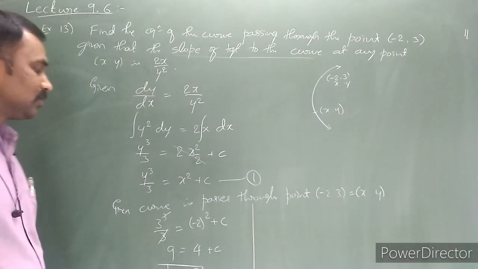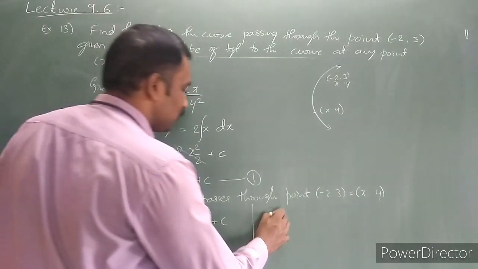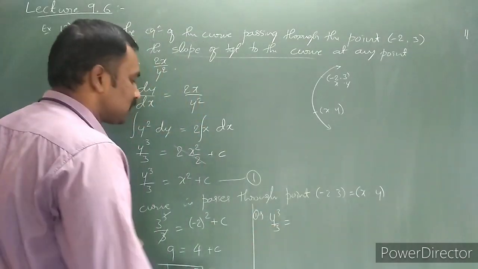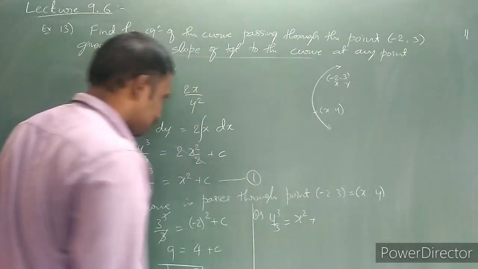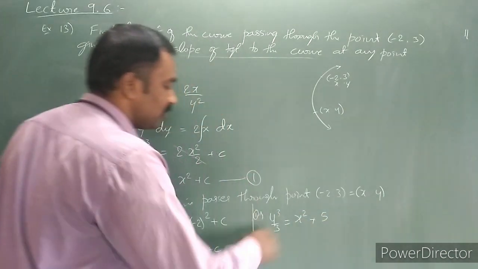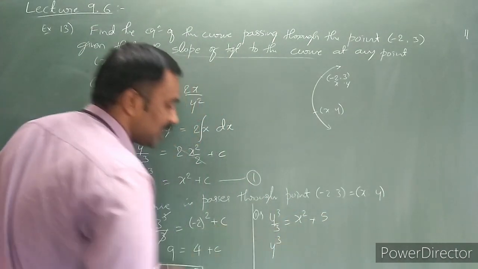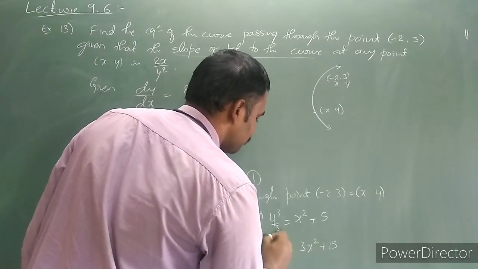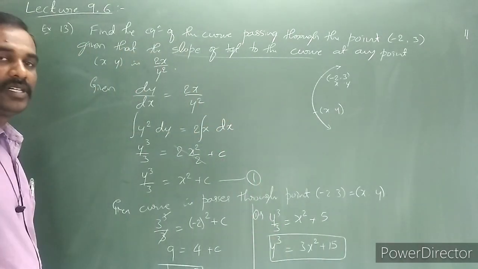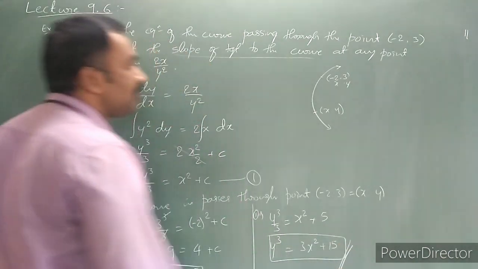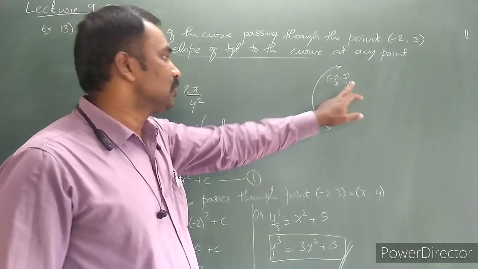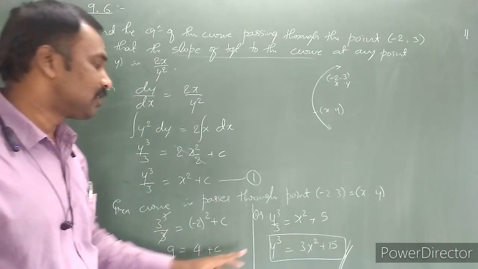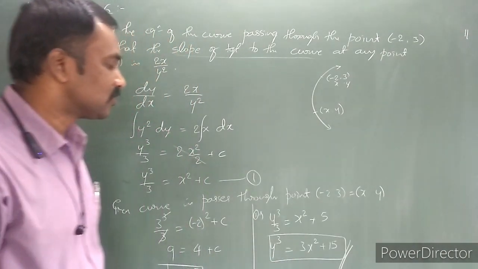If C is 5, then what is the required curve? So y cubed is equal to equation number 1 in class. y cubed divided by 3 is equal to x squared plus C, where the C value is 5. Now 3 is shifted to the right hand side. y cubed is equal to 3x squared plus 15. This is the required curve, having passes through the point (-2, 3), and the slope of the tangent of the curve is 2x divided by y squared. This is how we have to solve the problem.